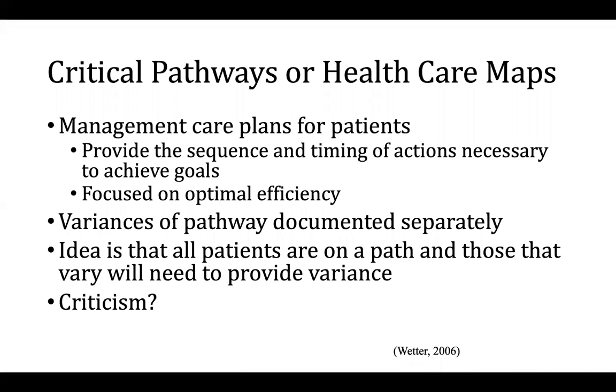The idea is that all patients are on a path, and those that vary will need to provide variance. Some of the problems with them is that everyone is not the same, and with this critical pathway or healthcare map, it is putting everybody into the same map, and if they deviate, then that is a problem, even though it could be that maybe that's just not an effective treatment for them or something like that.